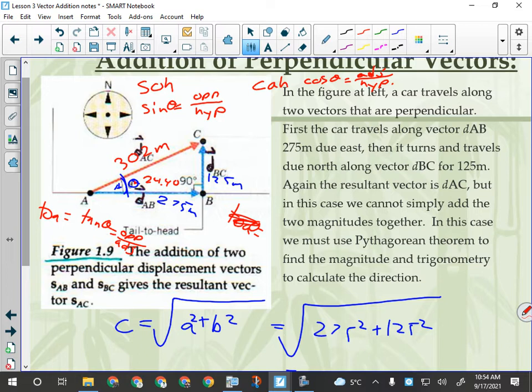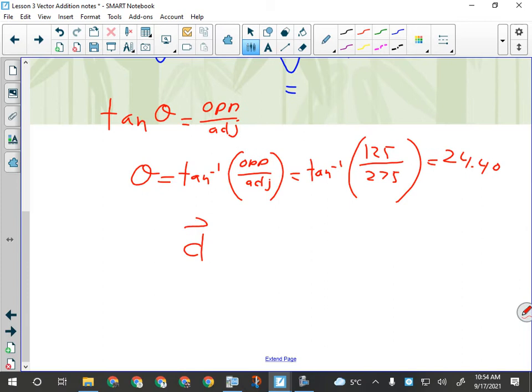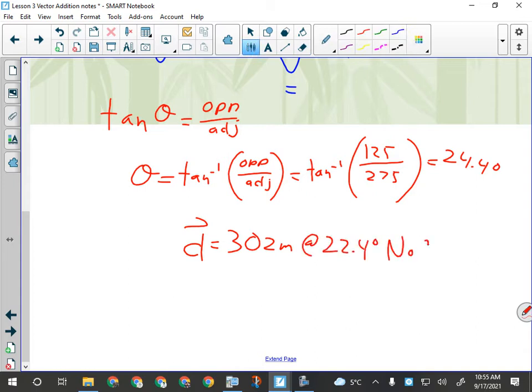So our final answer here, our total displacement for that is 302 meters, sorry, 22.4 degrees north of east. Okay, that would be my final answer.